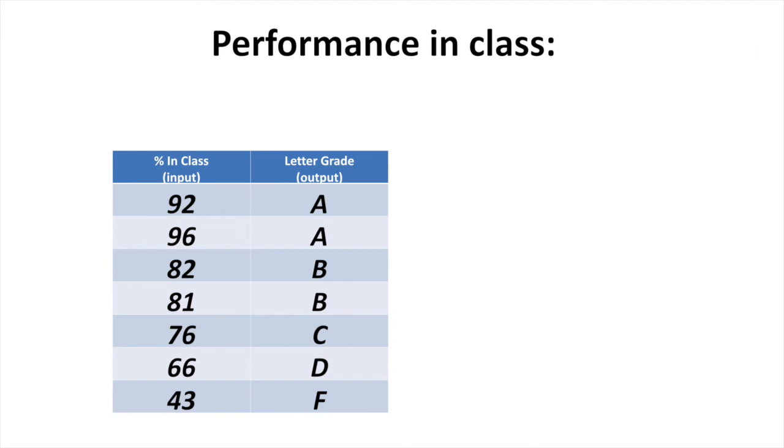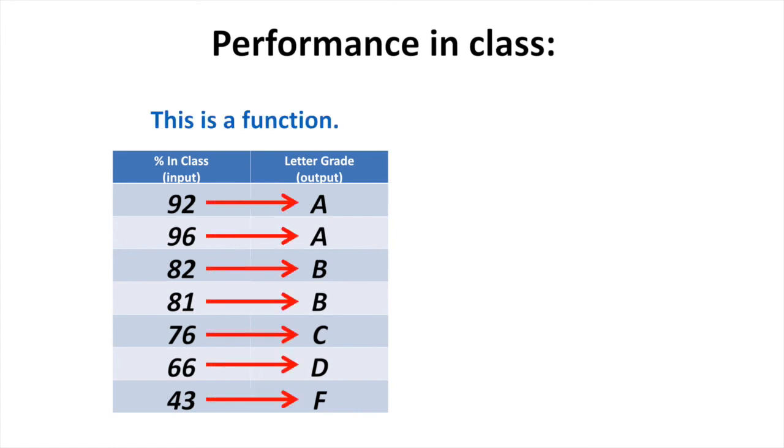Now, performance in class, let's think about this one. Is this one a function? This gets a little bit confusing. Remember, the rule for a function, though, is if every one input has exactly one output, it is a function. So think about this one for a second. Let's go through it. This one, every one input has exactly one output. Every 92 corresponds with an A. Every 96 also corresponds with an A. It's okay that these two are the same. Every one input has exactly one output, so that one is a function.